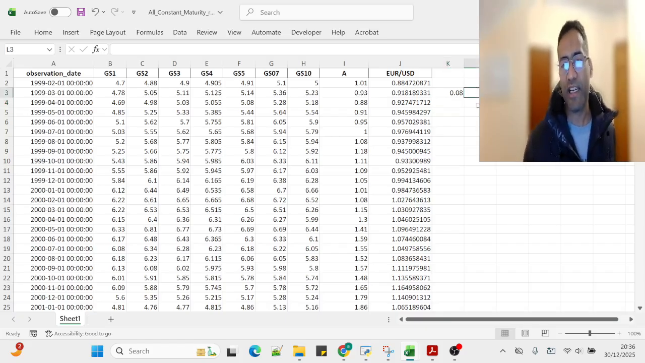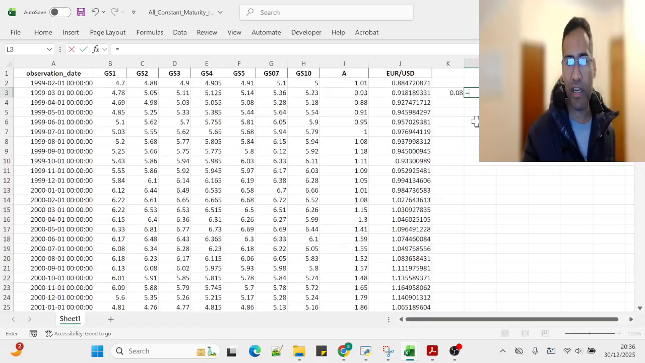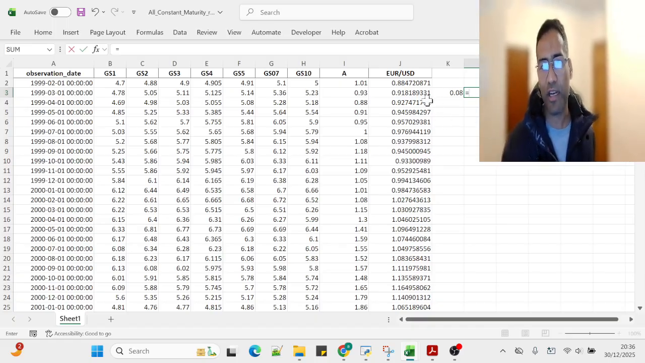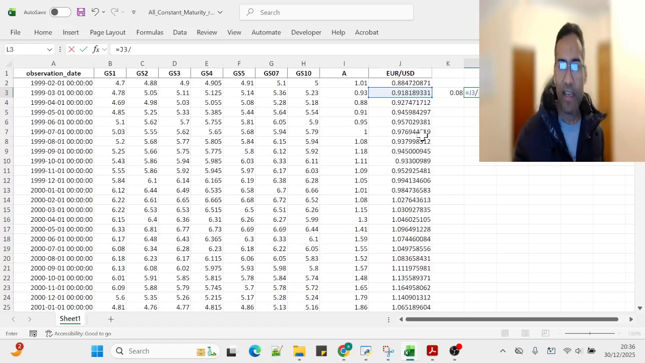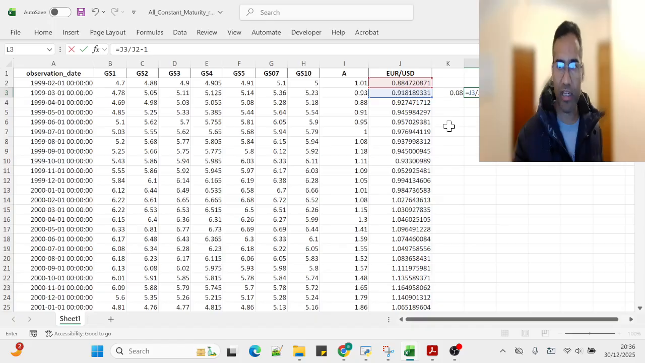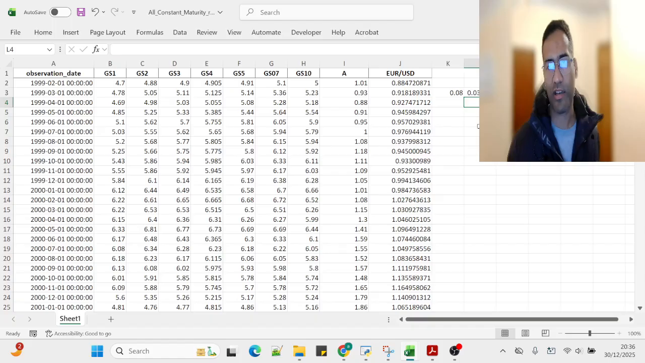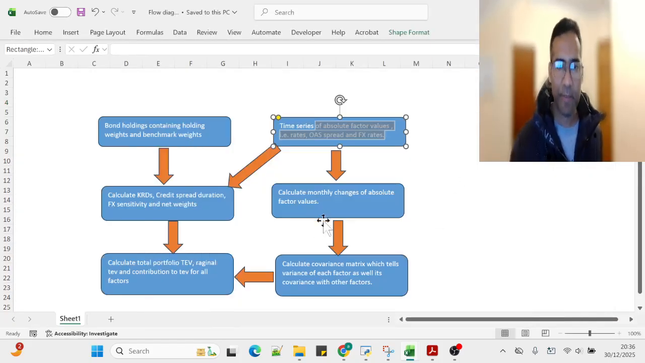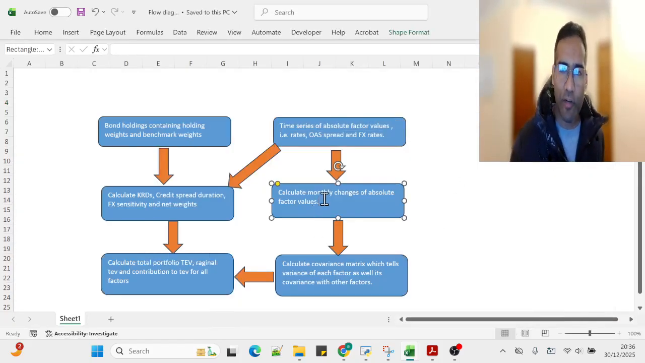For the FX, it was a little bit different because, as you know, FX is a percentage return sort of. It's not like an absolute difference. It's like this. For FX, it was this, but that is the only thing. For OS spread also, it was absolute difference, just like this. For FX only, it was different because of the market convention. Then you have calculated the monthly changes of absolute factors.